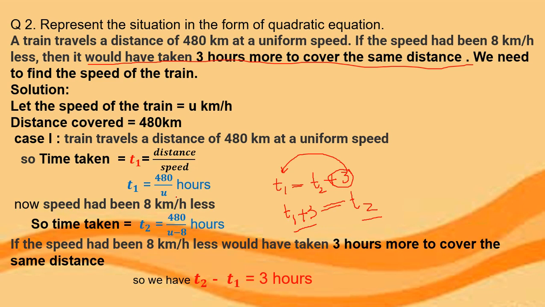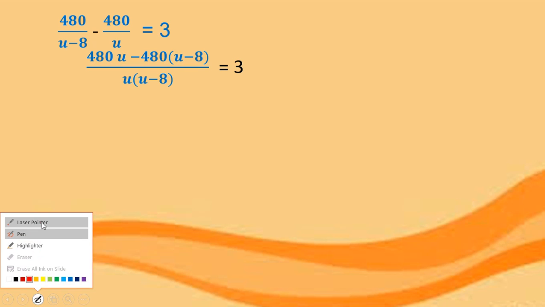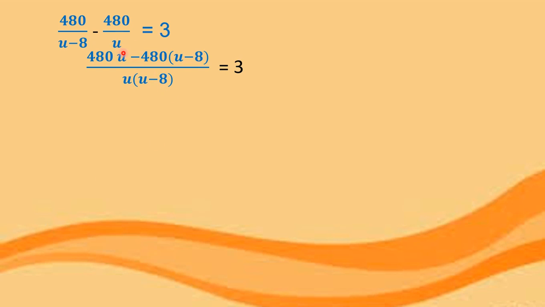Now put the values of t2 and t1. It is in the form of distance upon speed. So t2 is 480 upon u minus 8 and t1 is 480 upon u. The subtraction of these two is equal to 3. Now take the LCM of the denominators, u into u minus 8. u into u minus 8 divided by u minus 8 gives u, so u multiplied by 480 is 480u. Then u into u minus 8 divided by u gives u minus 8, multiplied by 480, is equal to 3.